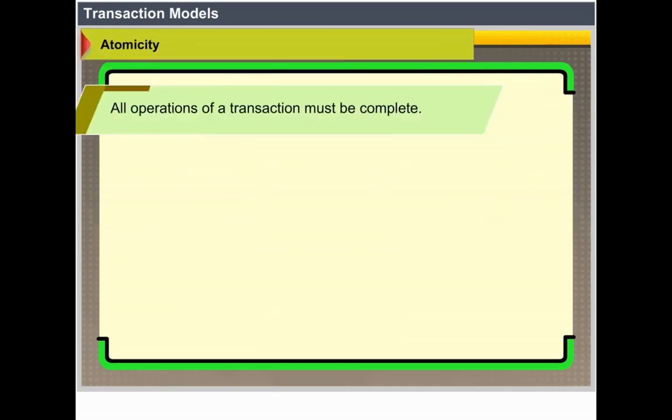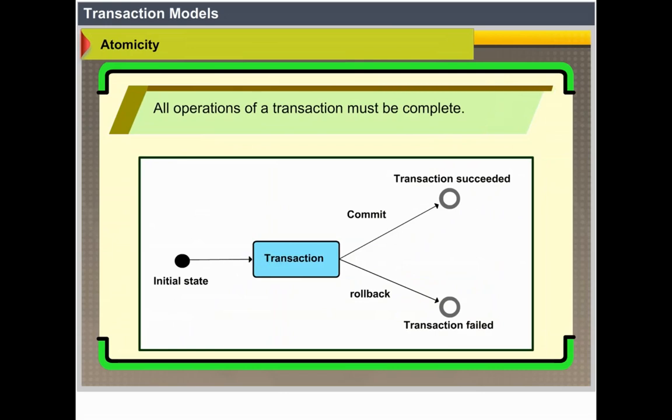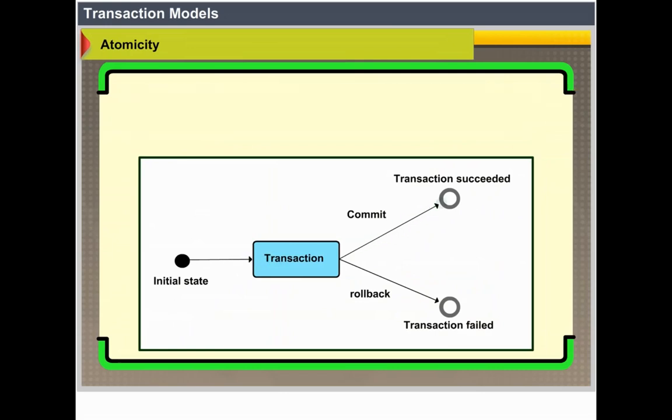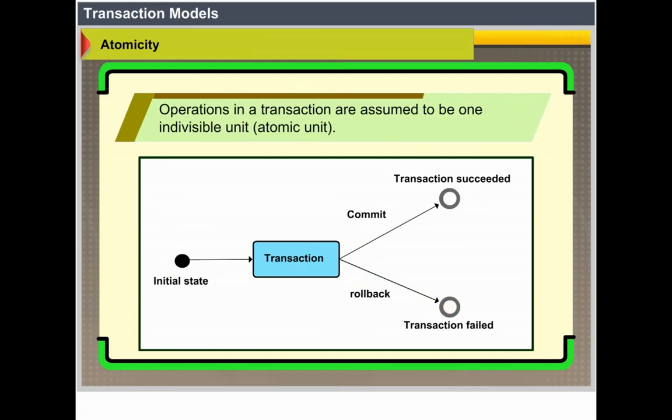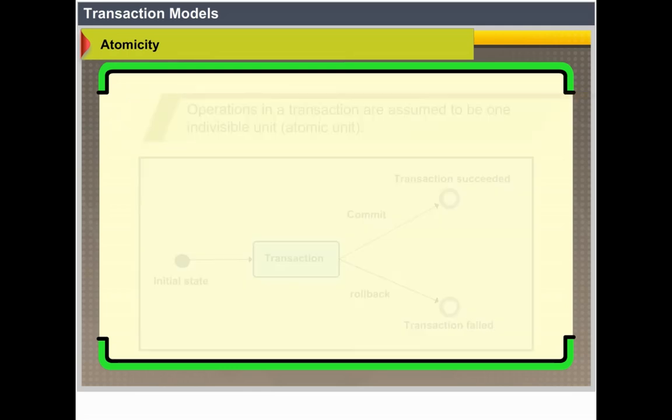Atomicity. All operations of a transaction must be complete. In case a transaction cannot be completed, it must be undone, rolled back. Operations in a transaction are assumed to be one indivisible unit, an atomic unit.